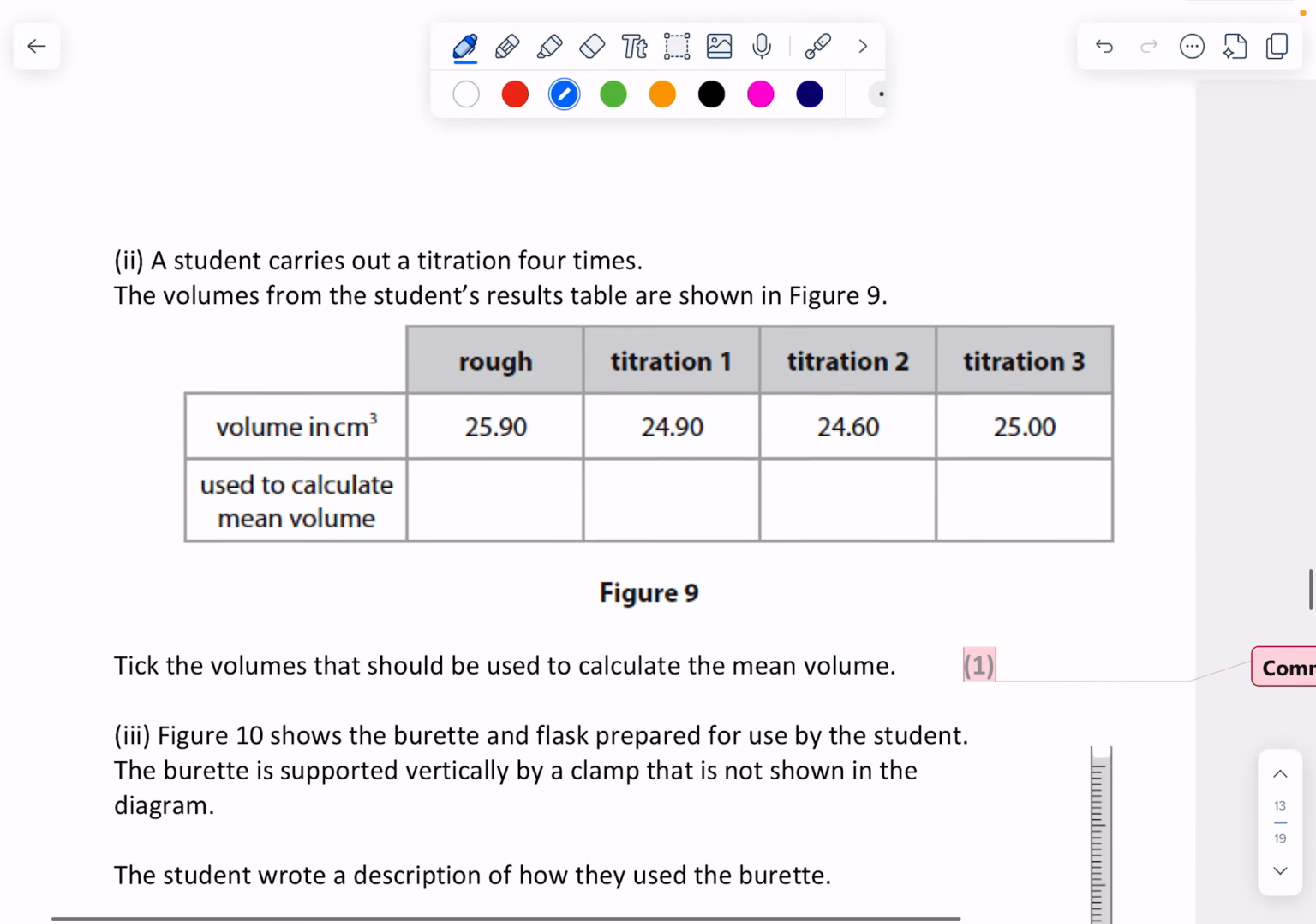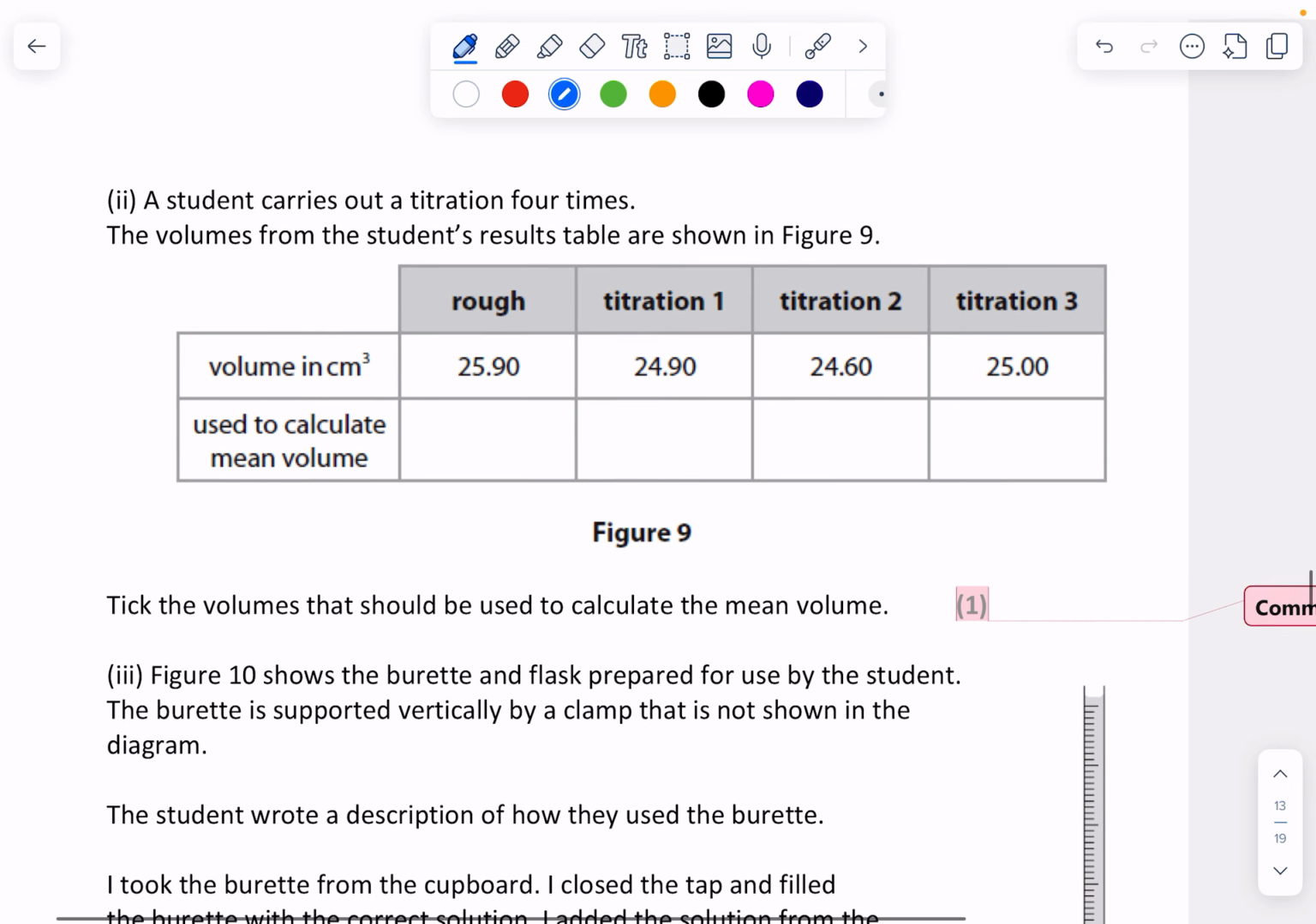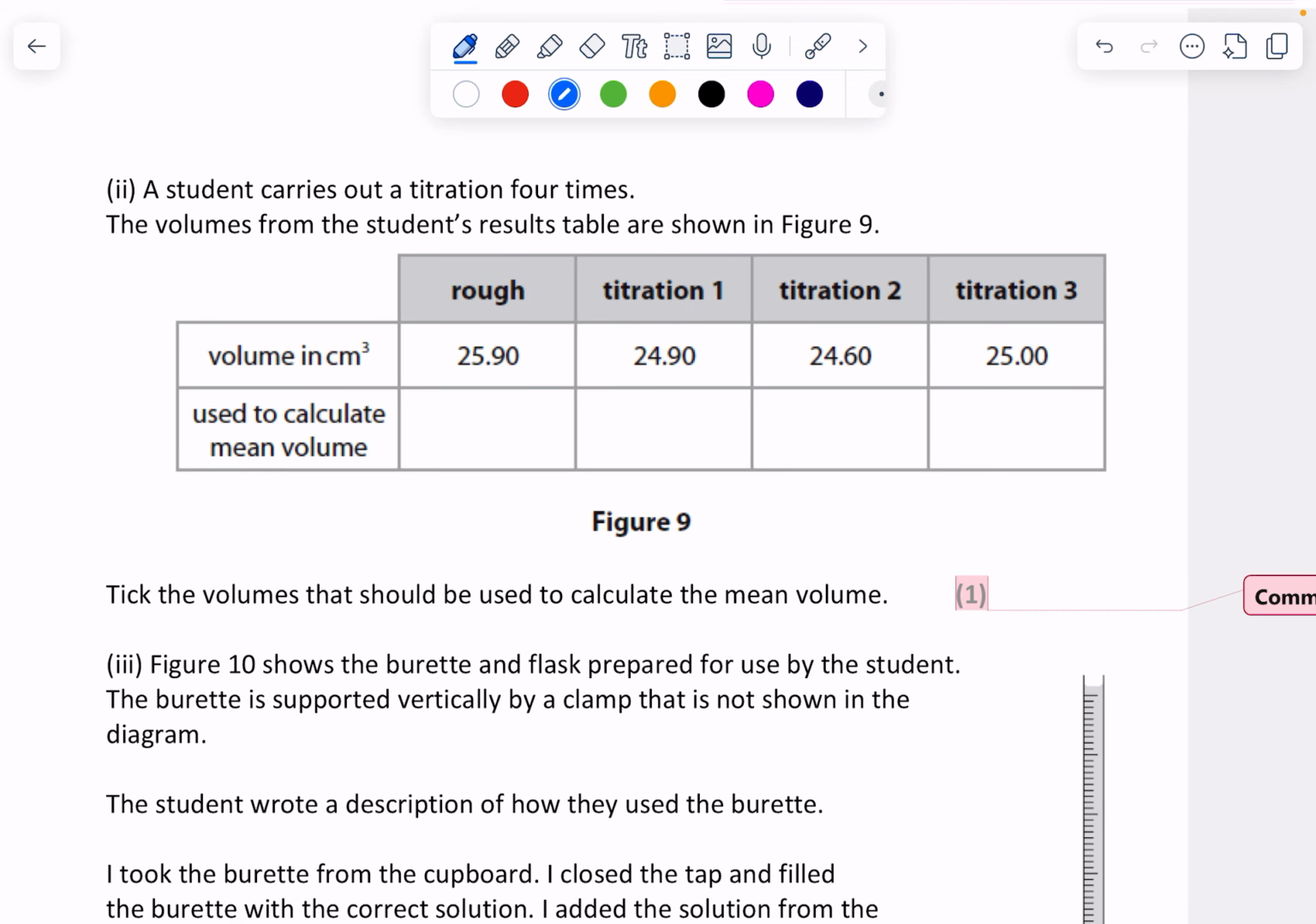The next bit is some results from the titration, and the question wants me to identify the results to be used to calculate the mean volume. So remember, to be included in this calculation, normally you say they have to be within 0.10 centimeters cubed of each other. So if we have a look at this, the rough one you never use, so we're going to ignore the rough one. This one and this one are both within 0.1 of each other. That one's not. So the two I would use are the titre 1 and titre 2 in order to do the calculation.